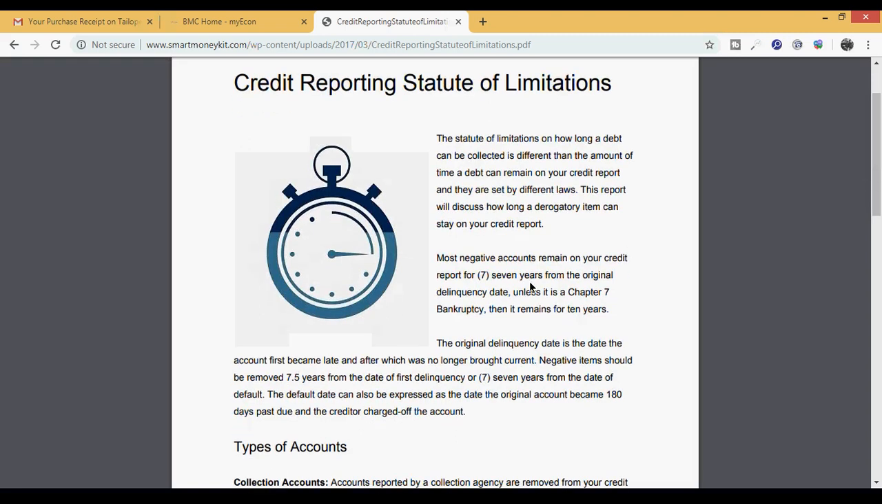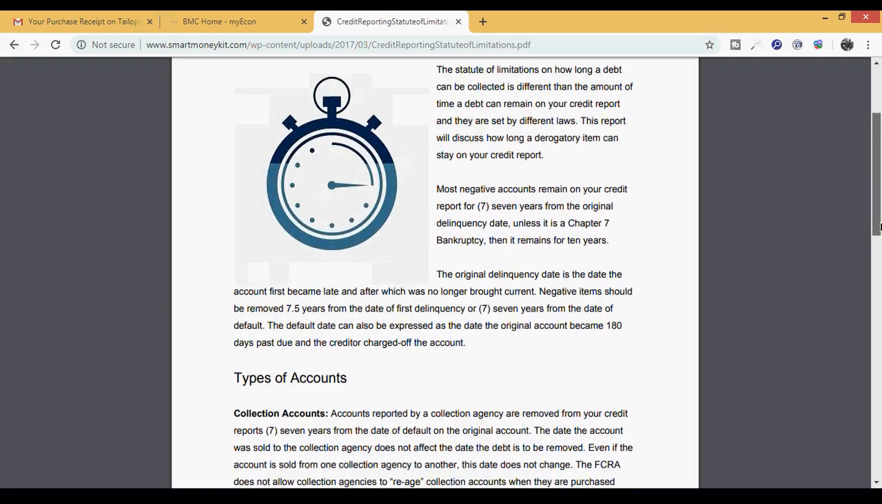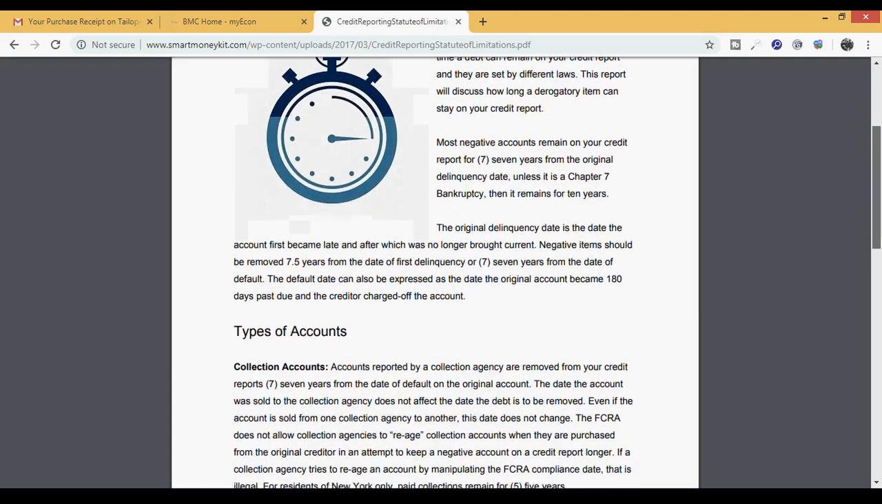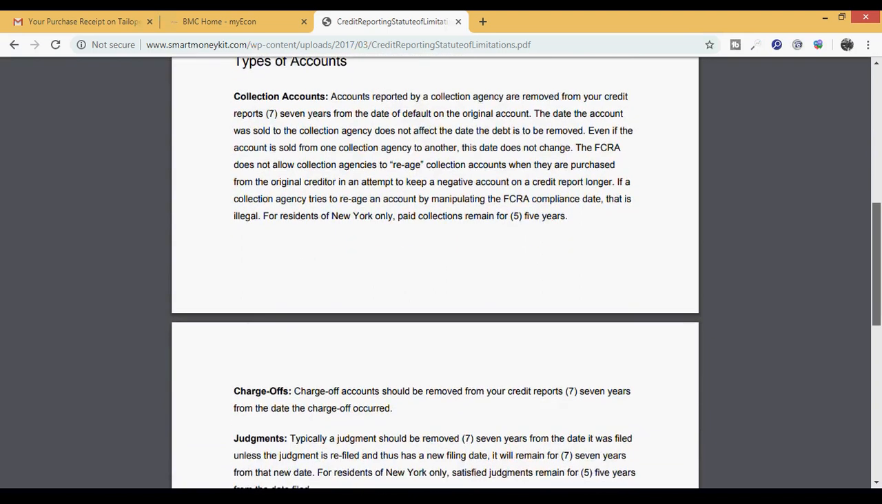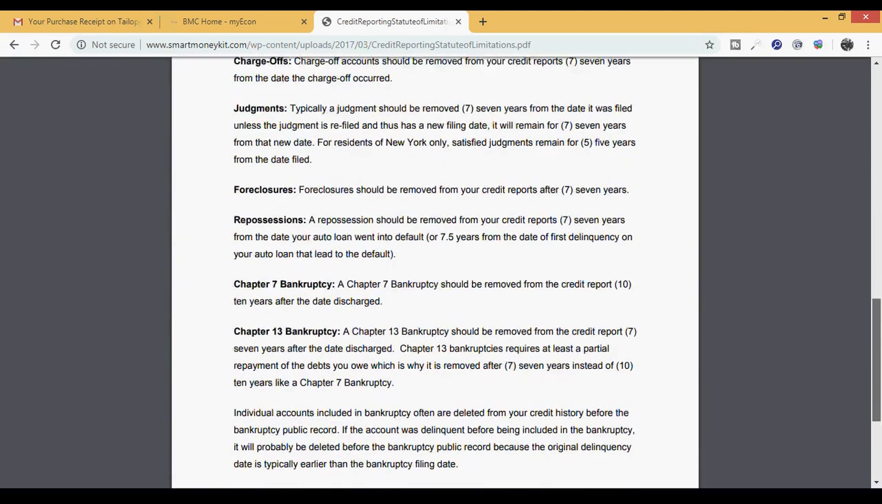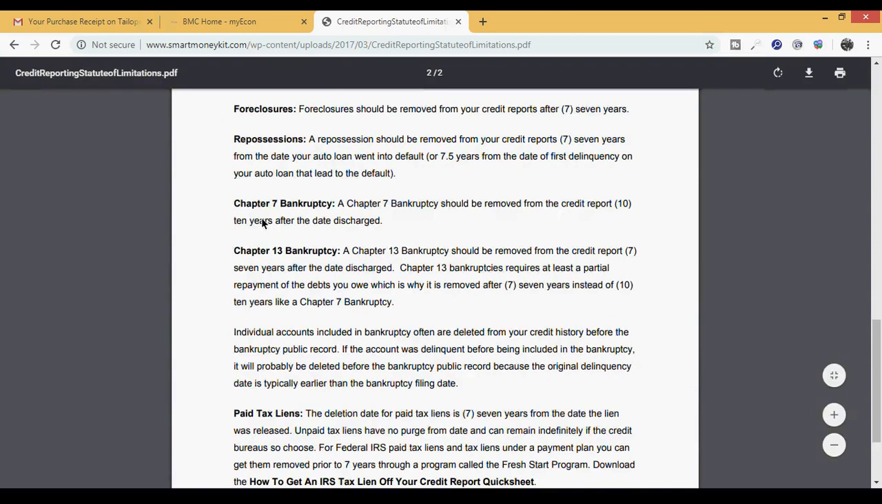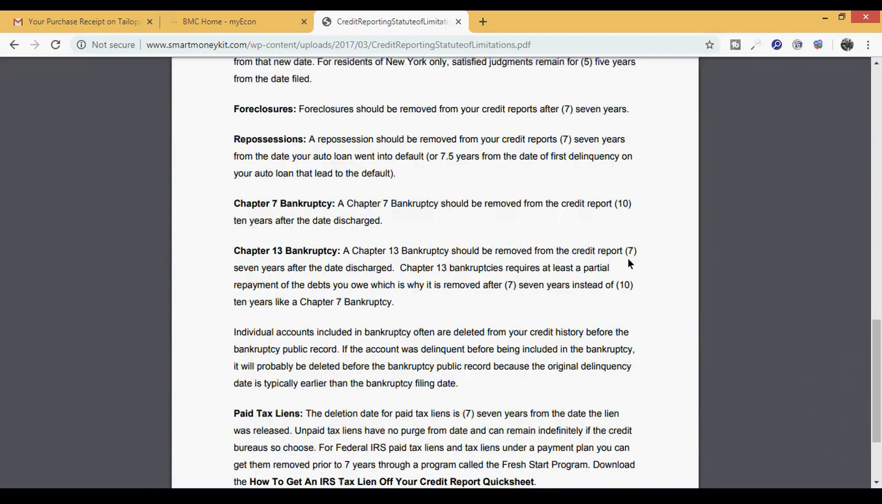And then Chapter 7 stays on there for 10 years, and the Chapter 13 also falls into the 7-year category, after which it rolls off. So this is education to let you know the types of accounts, all of the things. We won't dive too deep into it, but as I stated about the Chapter 13, it remains on there until 7 years. Chapter 7 is 10 years, but this really just lets you know what your guidelines are as it relates to a time frame.